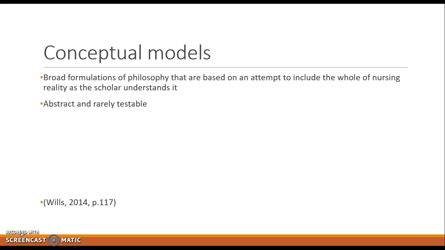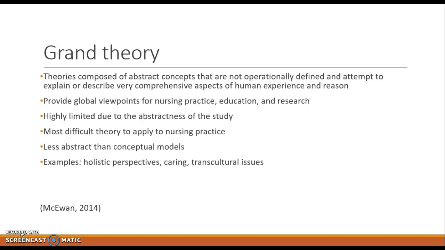So under conceptual models, we get a little more focused and we go to grand theory. Grand theory is composed of the more abstract conceptions, not operationally defined, and attempts to explain or describe very comprehensive aspects of the human experience and reason. So they have a very global viewpoint for nursing practice, nursing education, and nursing research. Again, these are limited because they are abstract and most difficult to apply to nursing practice, but they're a little less abstract than the conceptual models. Some examples of a grand theory are holistic perspectives, caring, and transcultural issues.